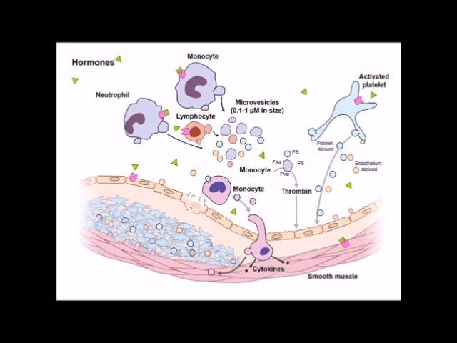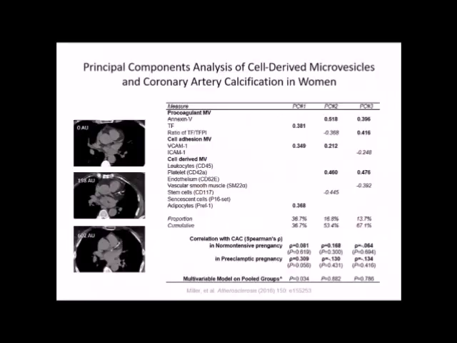We had actually 38 parameters that we were measuring, but based on some of our earlier work, we were able to sort that down to about 13, which kept showing up in various analyses that we did. So instead of doing a single analysis of, you know, monocyte-derived microvesicles with coronary calcification or carotid intimal thickness, we used a statistical approach called principal components analysis, which really takes all of those components together to find the relationship. And when we did that, we found the following.